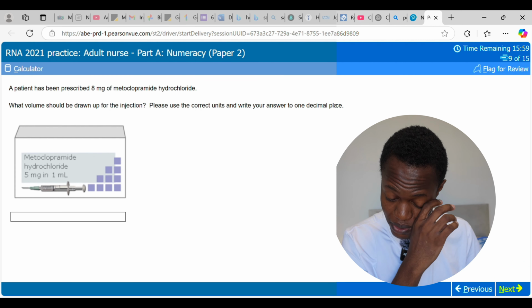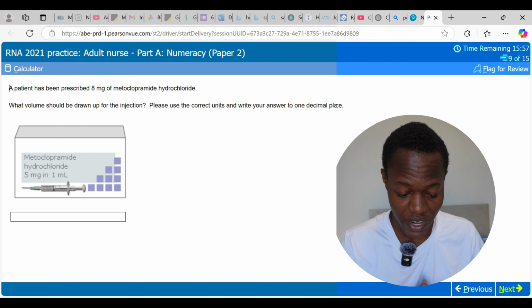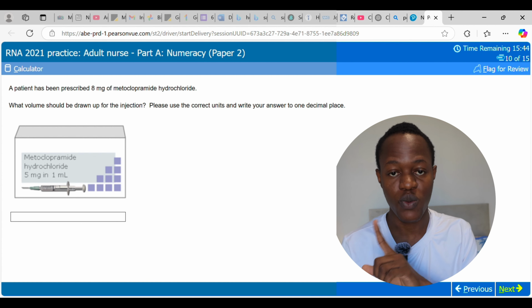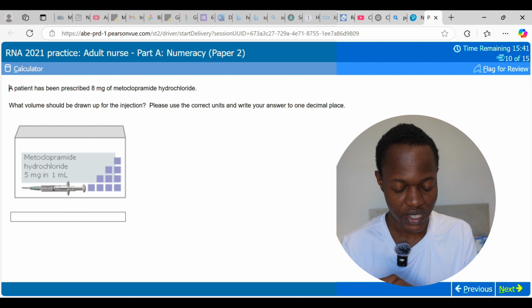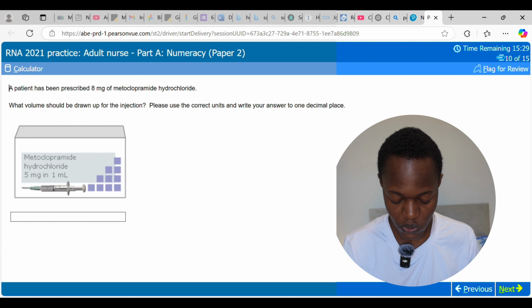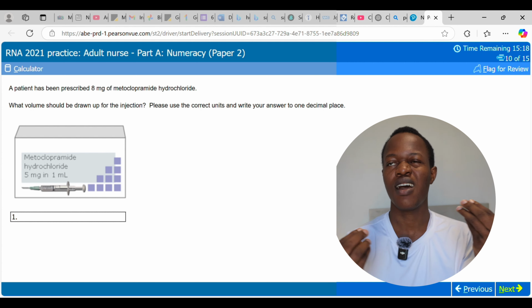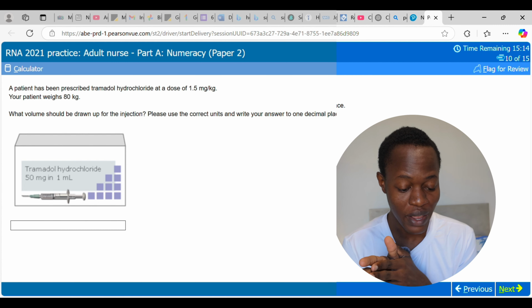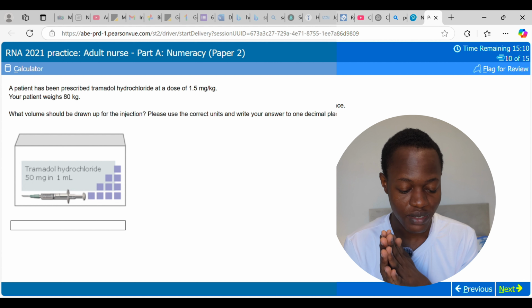A patient has been prescribed 8 milligram of metoclopramide hydrochloride. What volume should be drawn up for the injection? Please use the correct units and write your answer to 1 decimal place. So if 5 milligram equals 1 mil, 8 milligram equals dash. So your answer would be 8 divided by 5, which equals 1.6. Now, I feel like these are basic calculations, and I don't need to go in too deep. I just hope you understand, really.